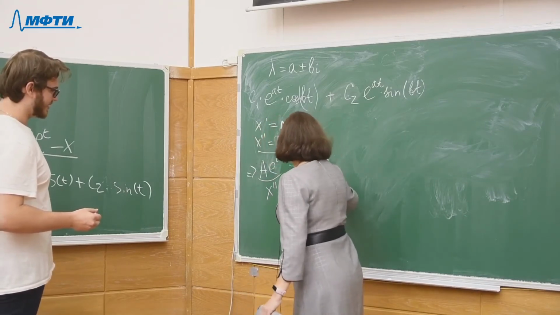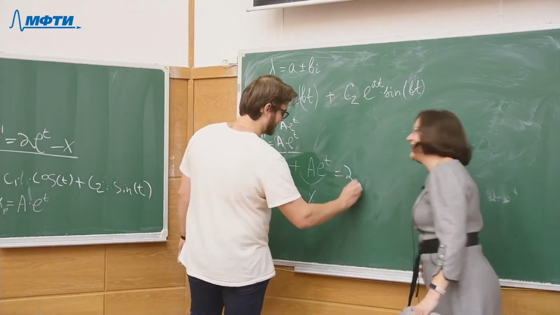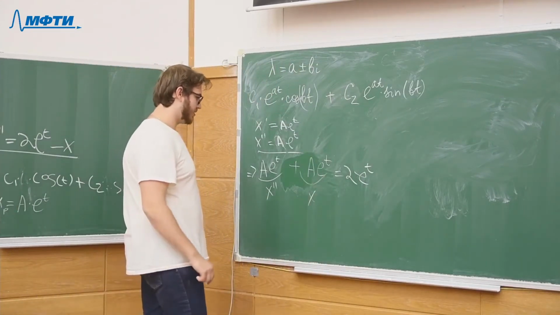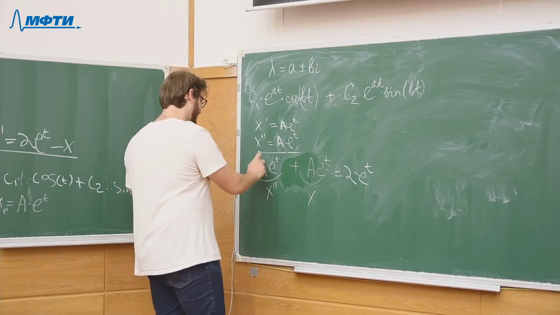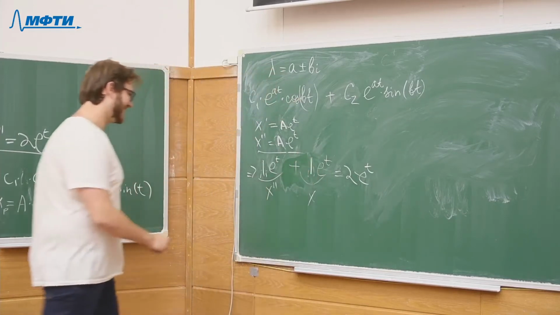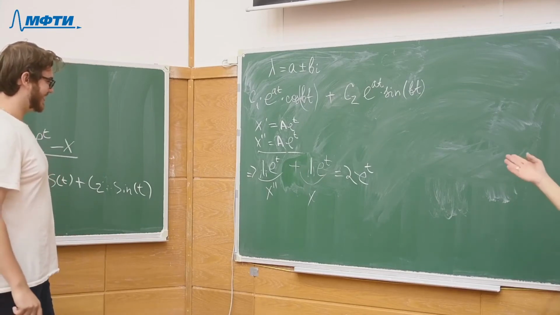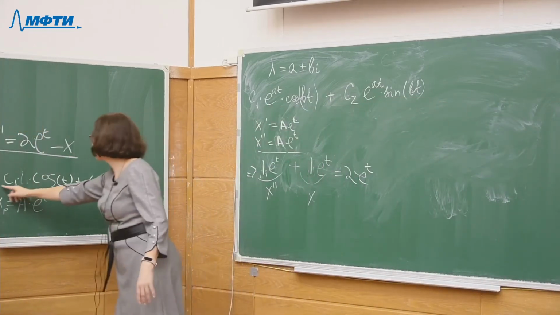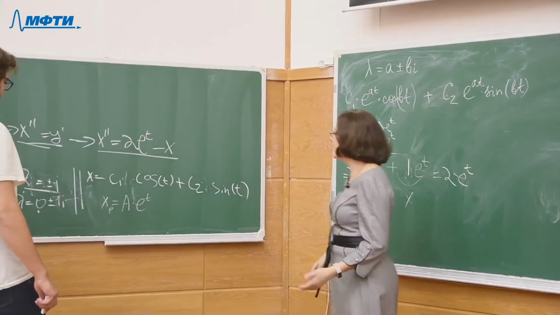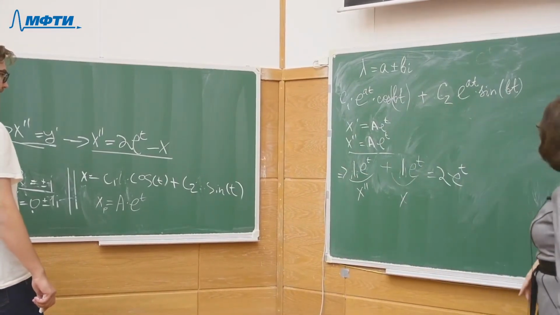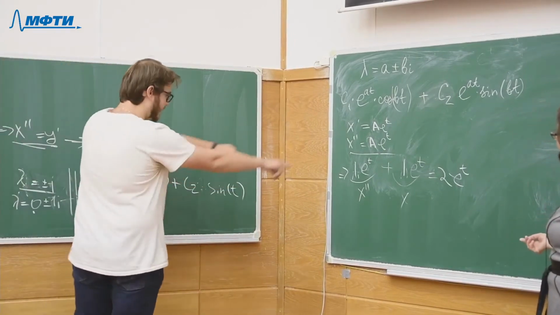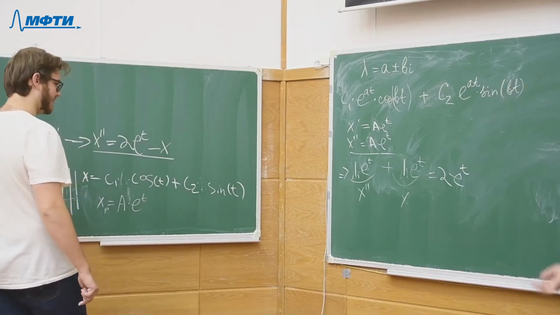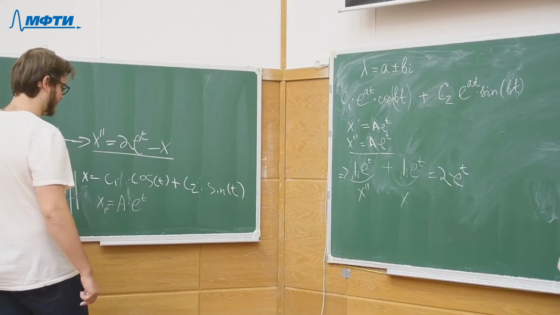So again, I got 2e to t. And then solve, find a. A is one. And then we have the general solution for this equation. You should add the general solution of the homogeneous equation and a particular solution of the non-homogeneous equation.